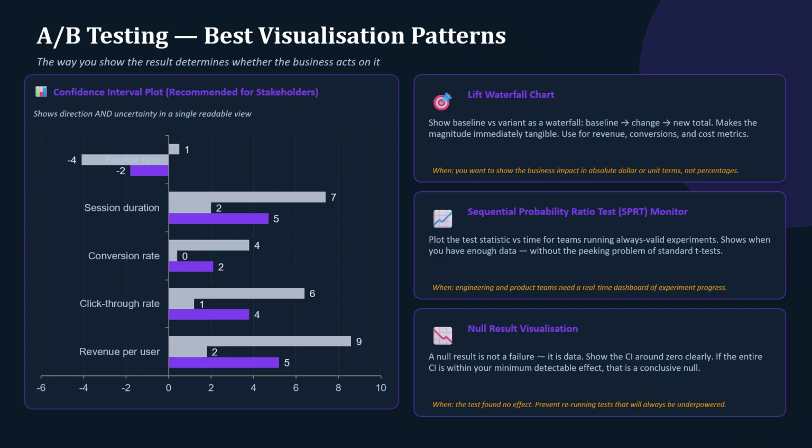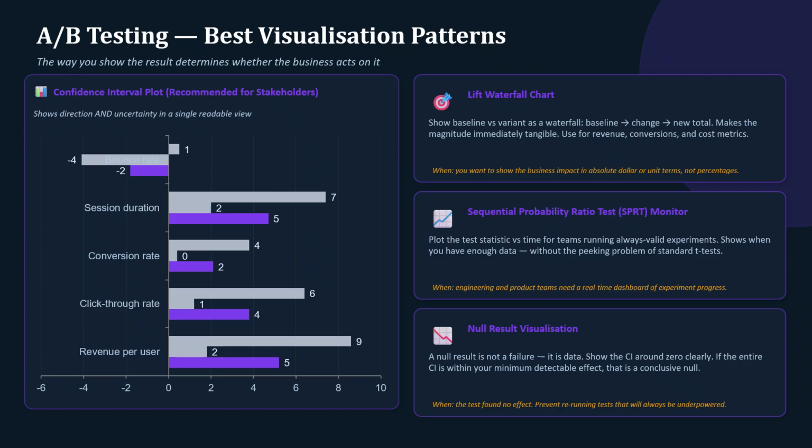Let's talk about how to visualize A/B test results, because the default approach, which is just printing the p-value and the percentage lift, fails your audience. The confidence interval plot on the left is the gold standard for stakeholder communication. Each metric is a row. The dot is the point estimate, the observed difference.